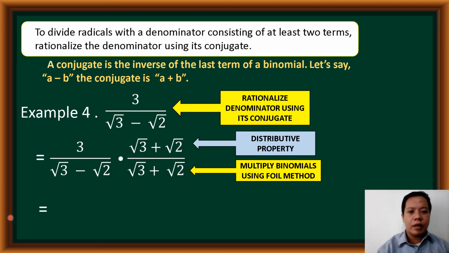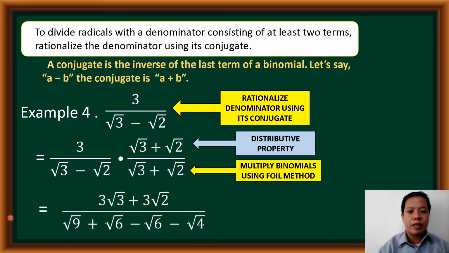Okay, let's do it now. Then our answer for this is 3 square root of 3 plus 3 square root of 2, because 3 multiplied by square root of 3 is 3 square root of 3, and 3 times square root of 2 is 3 square root of 2. And then over, using the FOIL method, square root of 3 times square root of 3, we have square root of 9. And then square root of 3 times positive square root of 2, so we have plus square root of 6.